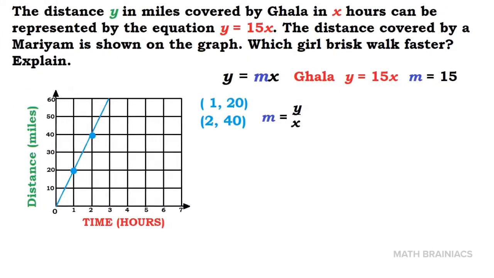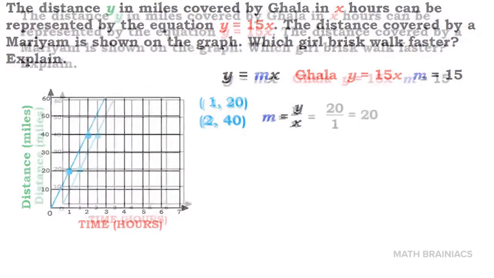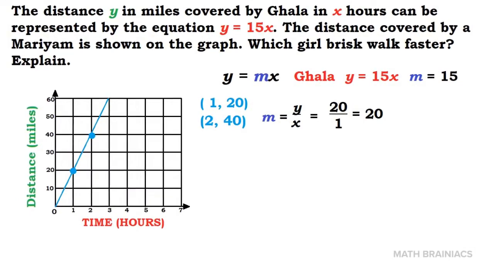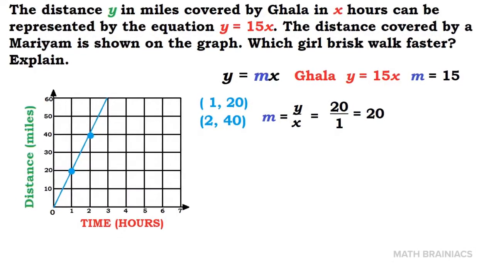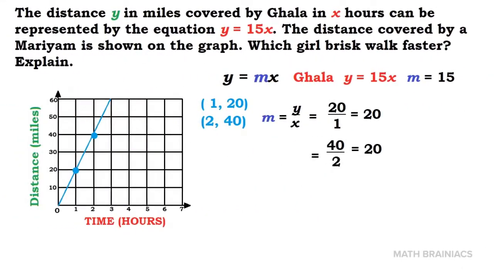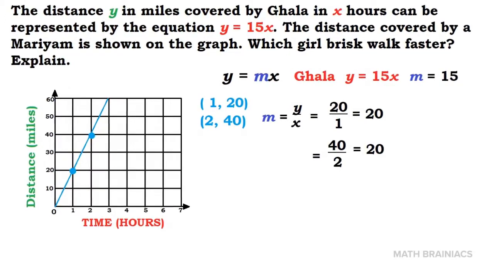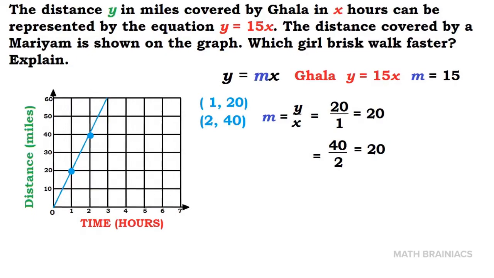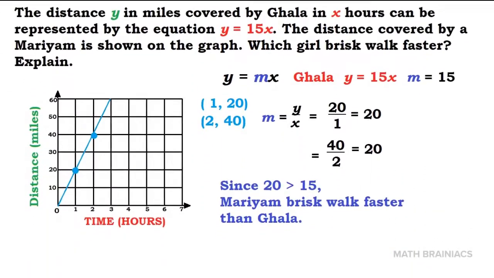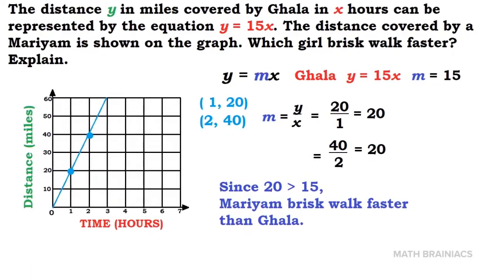Since the slope equation is equal to y over x, let us solve for the slope of Mariam. For the first ordered pair, which is 1 and 20, y over x is equal to 20 over 1, and the result is 20. Likewise, for the second ordered pair, 40 over 2 is also 20. Accordingly, Mariam's brisk walking slope is 20. Since 20 is greater than 15, Mariam brisk walks faster than Gala.